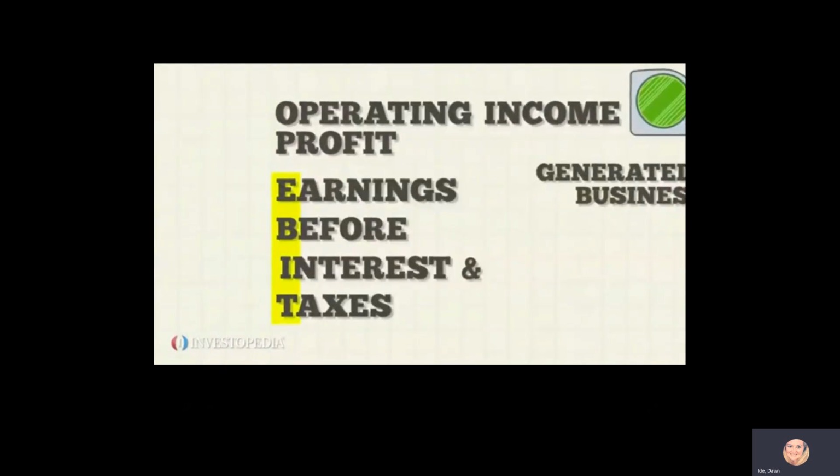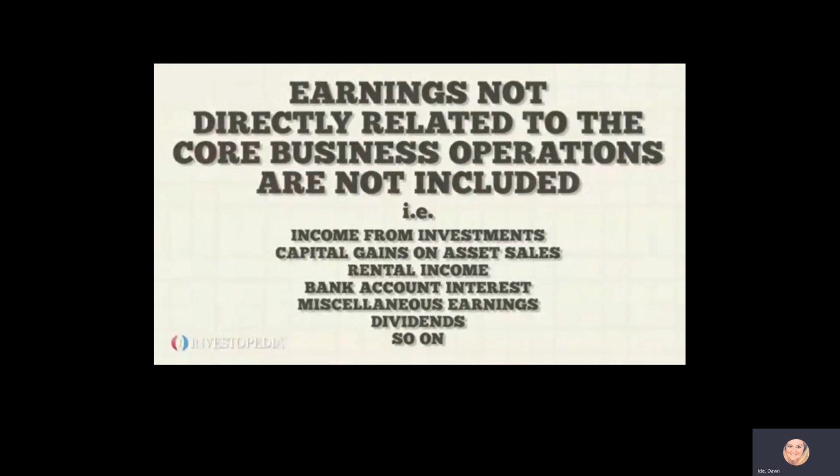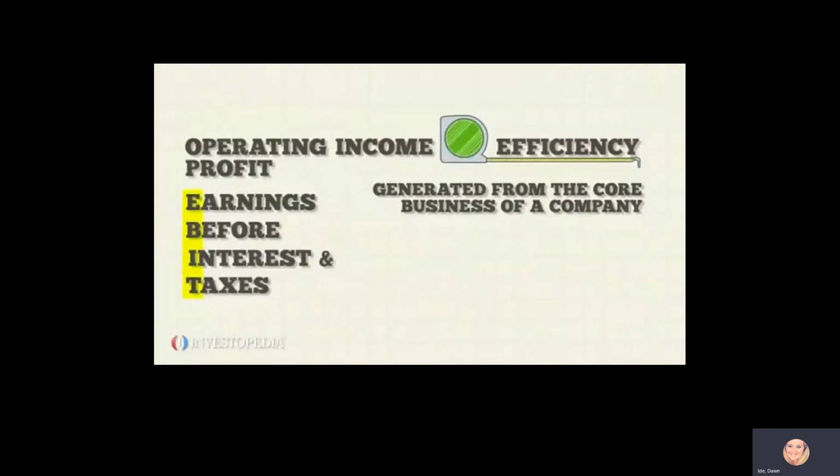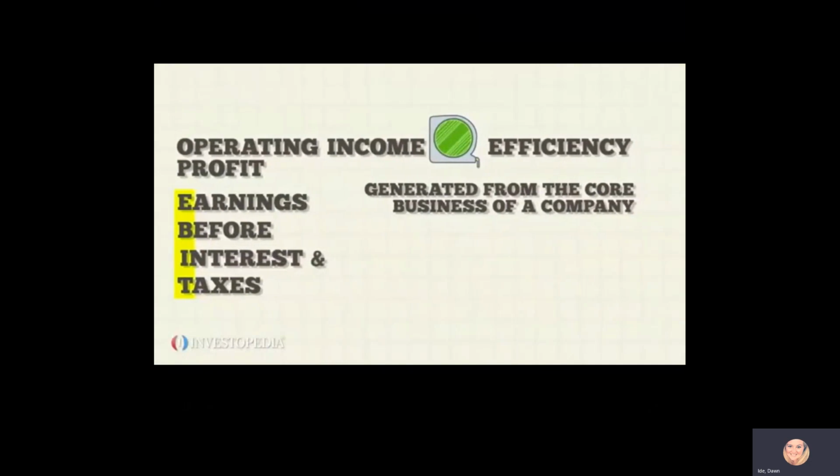Operating profit shows the profits from a company's core business that are not diluted with income from any other source, and thus reveals a lot about the profit-generating capacity of the management.